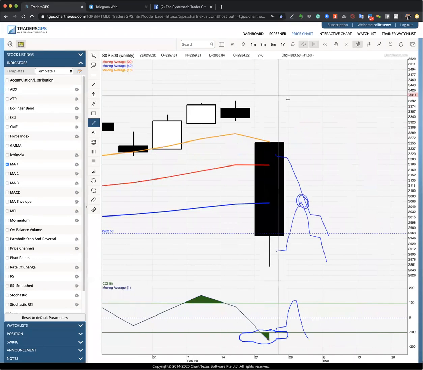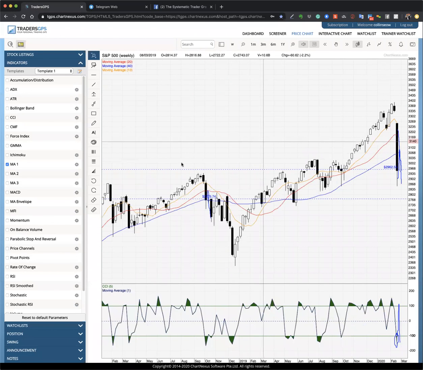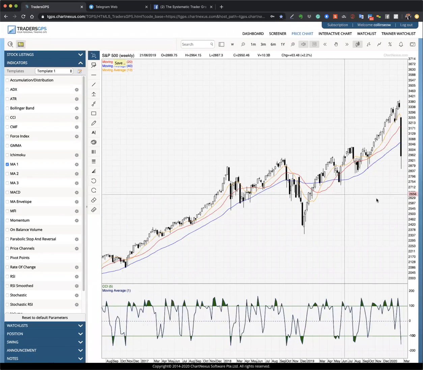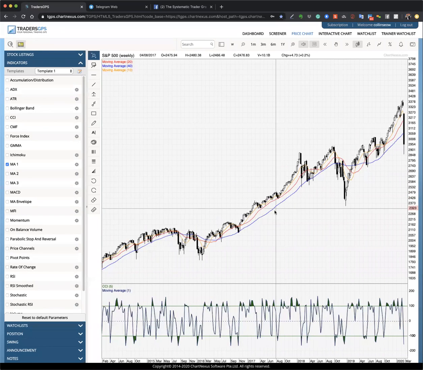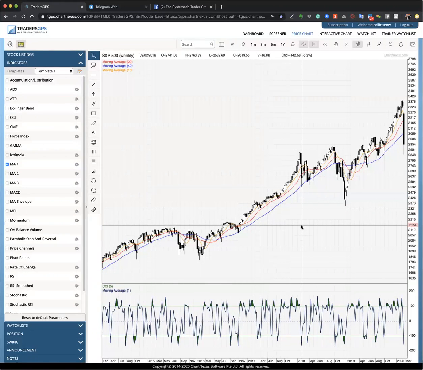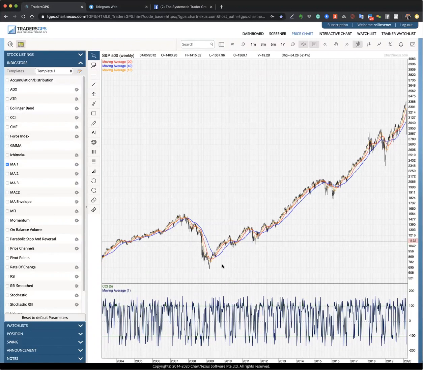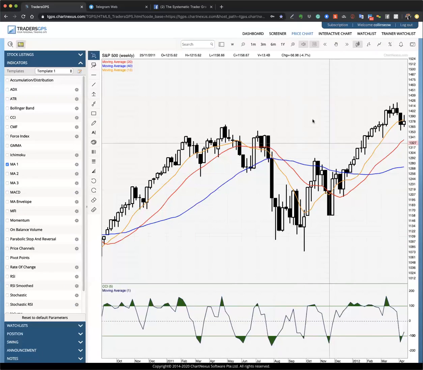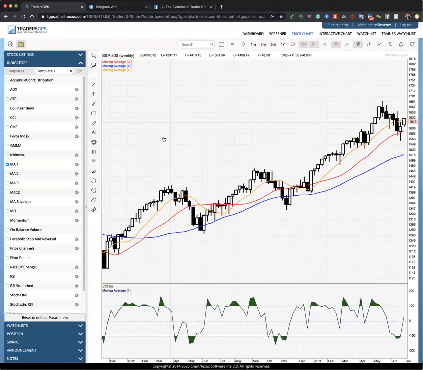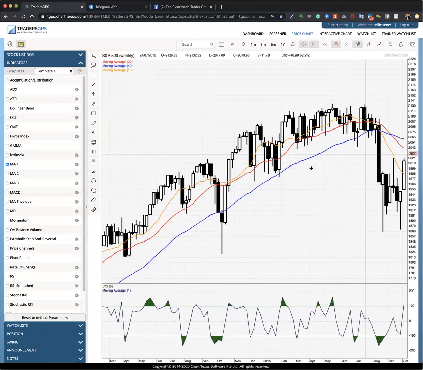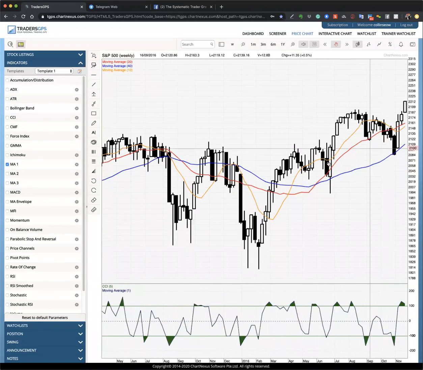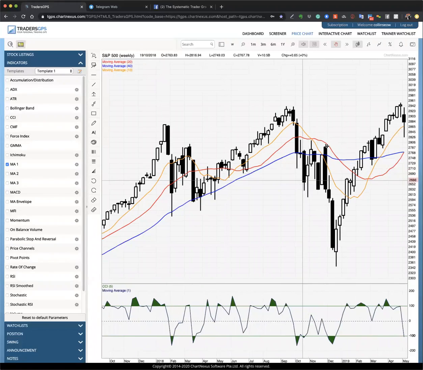Okay, let's go back to the weekly chart. Very simple. Let's look backwards and see the chart first. In this rally from 2009 onwards, there are many times when the S&P index has dropped below the 40-week moving average. Example, here we have dropped below it. As we go up higher, here we have dropped below it again, here, and here.